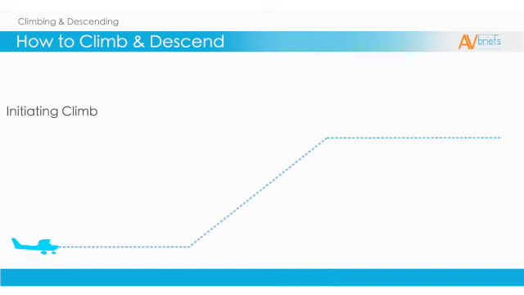Let's put all of what we've learned into practice now. To initiate a climb: lookout. Power plus attitude equals performance. Stabilize, then trim. Check wings are level. Ball is centered. Heading in the right direction.